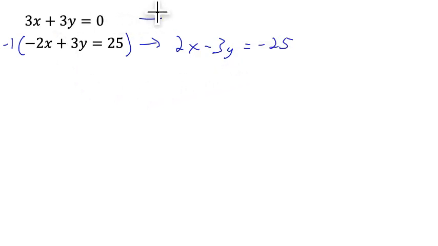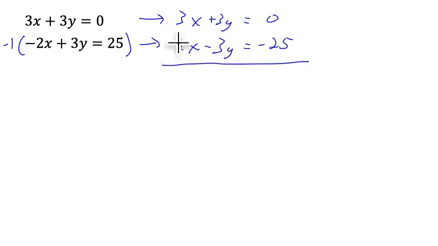Now we're not changing the first equation at all, so I'm going to rewrite the first equation right above the second equation. And now we have a system of equations where the y's are exact opposites. So now when I add the two equations together, the y's will cancel. 3x plus 2x. The y's are opposite, so they cancel. 0 plus -25. All right, we get x equals -5.